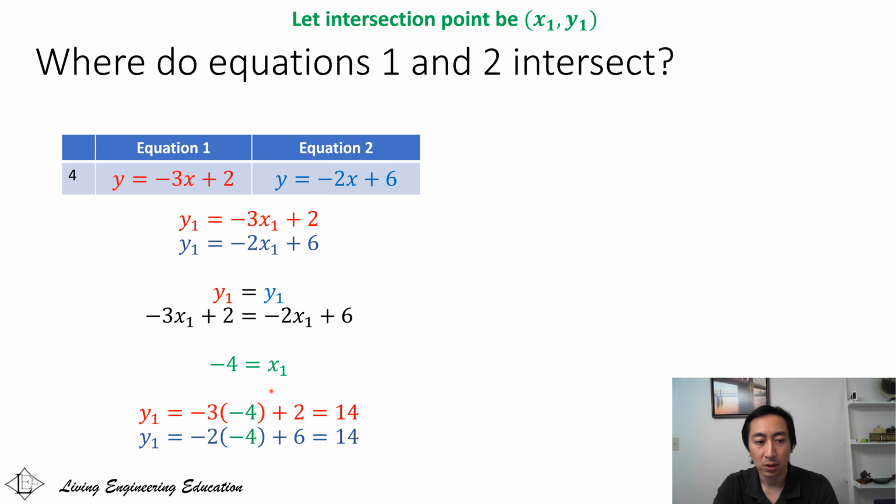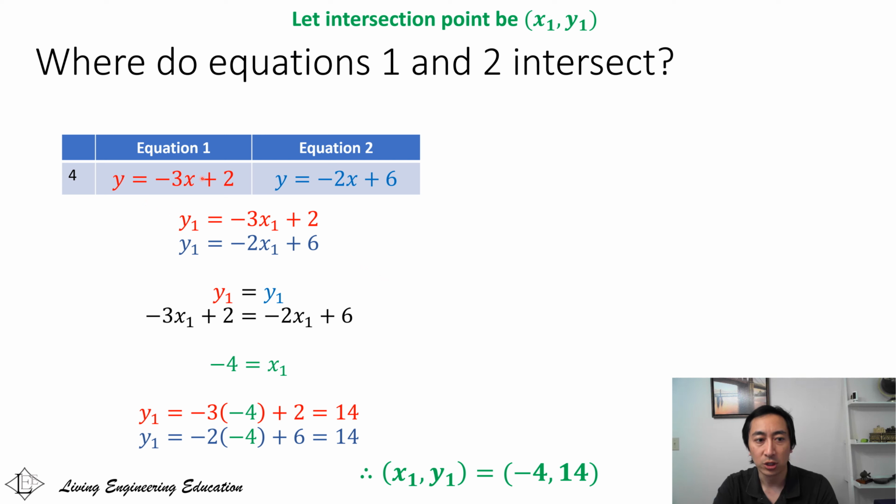Okay. Then I plug x1 into both equations just to check, but I'll just do it for the blue equation this time. So I get negative 2 times x1, negative 4, gives us positive 8, plus 6, gives us 14. So my intersection point is (-4, 14).